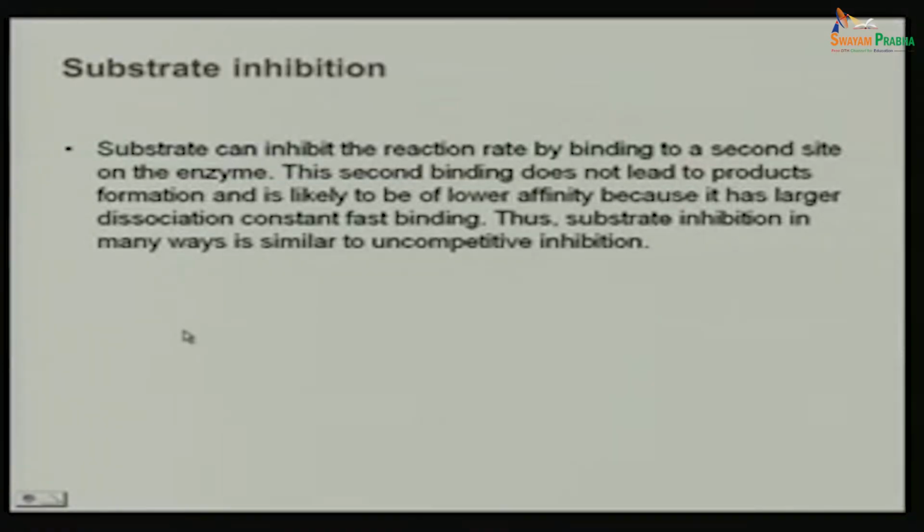Essentially in substrate inhibition, the substrate can inhibit the reaction by binding to a second site on the enzyme. If you have the substrate S, then ES is formed as a complex, and then the substrate binds to a second site on the enzyme to form a complex. S is already binding to ES, and then the substrate is going to bind to a second site on the enzyme. So what would that be?